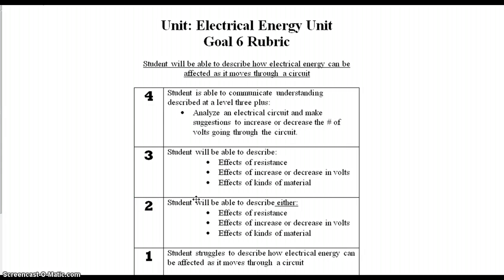In this goal, students are going to be able to describe how electrical energy can be affected as it moves through a circuit. So this means you are understanding the effects of the resistance, the effects of an increase or decrease in volts, and the effects of a kind of material in the circuit and how that's going to affect the circuit. If you're going above and beyond the goal, you are able to look at a circuit or a circuit drawing and explain what you would do to increase or decrease the number of volts going through the circuit.